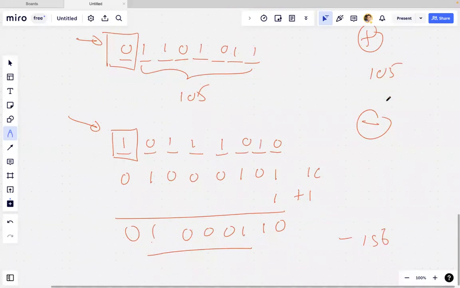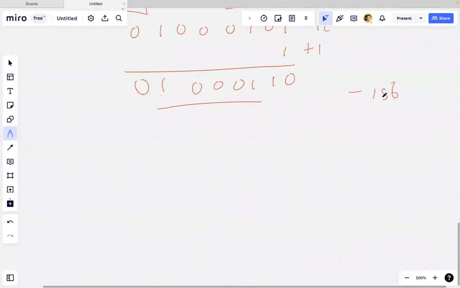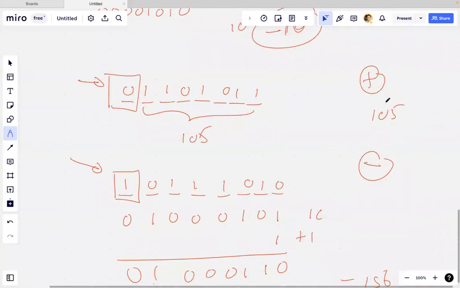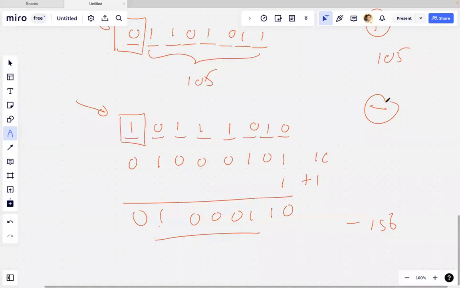Now the value is not 105 or minus 156 exactly, okay. I just roughly put 105 and roughly put 156 for this value. Just convert to decimal and check what the value is. Any questions up to here?